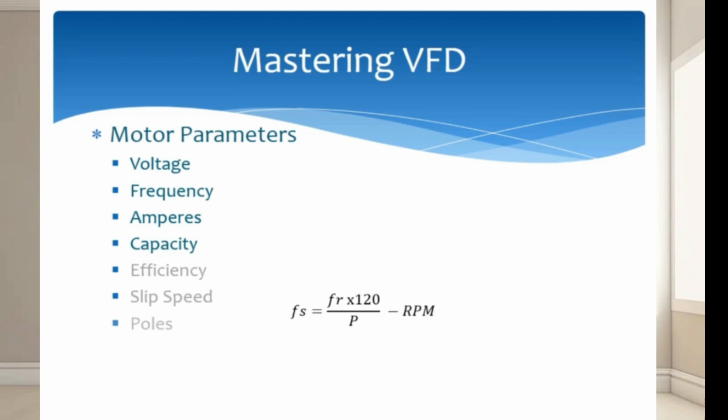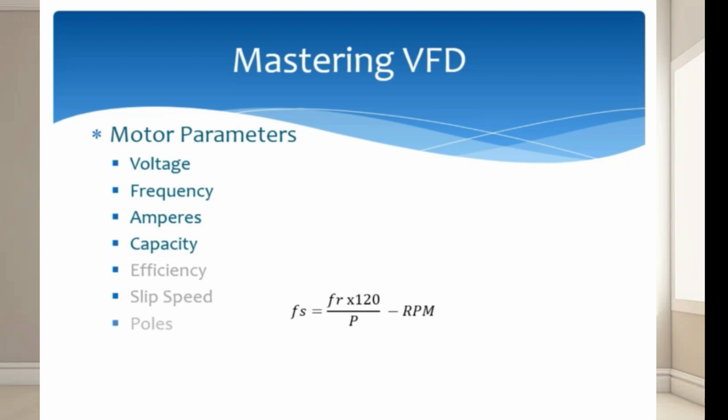So that means the speed of the rotary part of the motor, that is known as rotor, will always be less than the field applied. So as an example, field could be applied at 1800 rpm, but the speed will be around 1700 rpm. So in the formula, Fs stands for slip frequency, Fr stands for rated frequency, and P stands for the number of poles, and we know rpm is the rated speed.